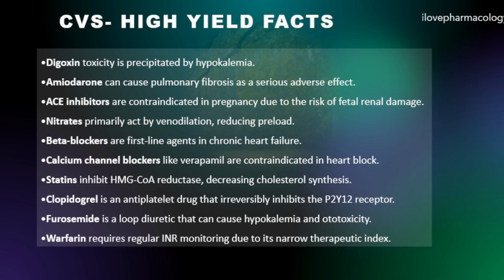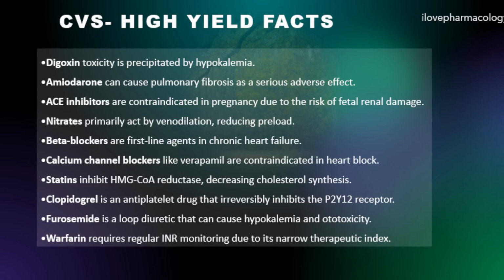Next, some important points on the cardiovascular system. Digoxin toxicity can be precipitated by hypokalemia. That's why you should be very careful. You need to monitor serum electrolyte levels whenever you give digoxin. Digoxin toxicity is precipitated by hypokalemia. Amiodarone causes a specific side effect called pulmonary fibrosis, which is a serious adverse effect.